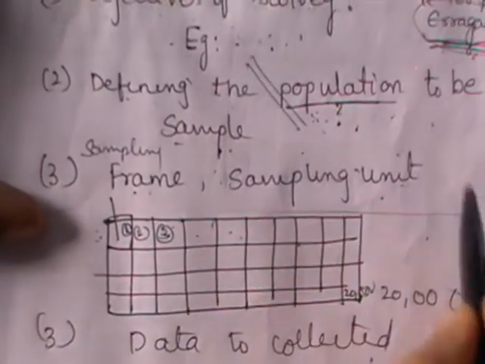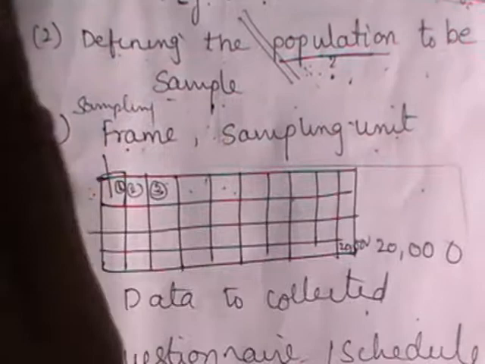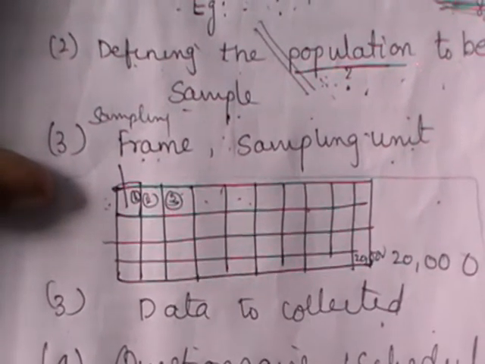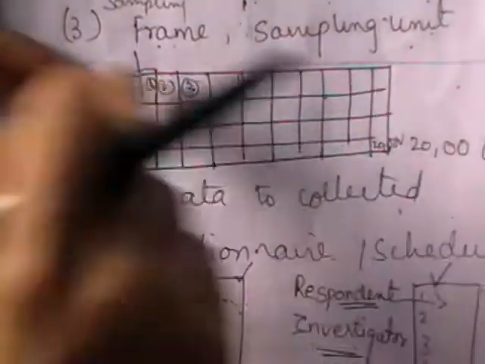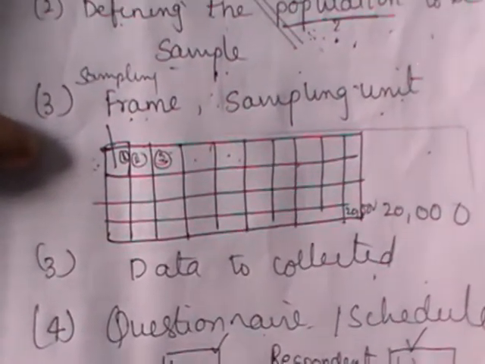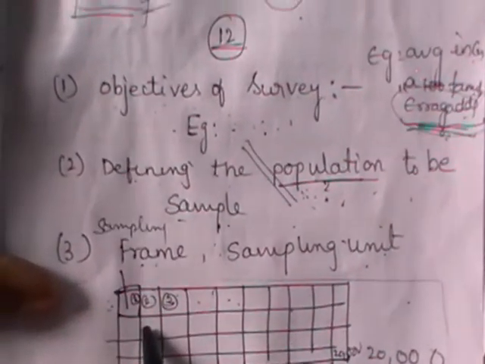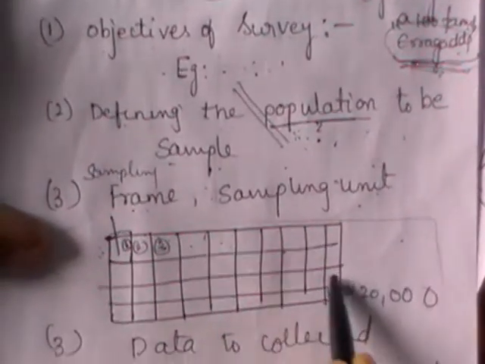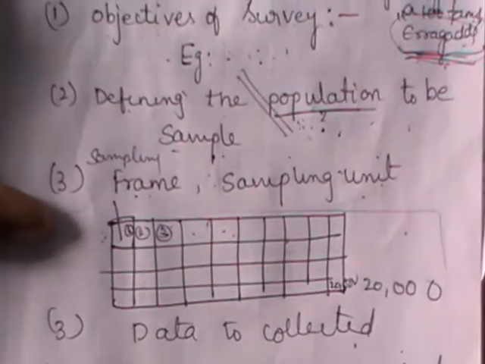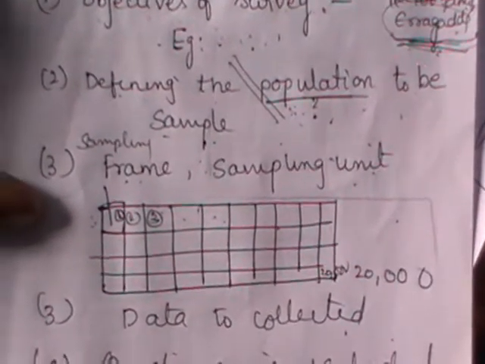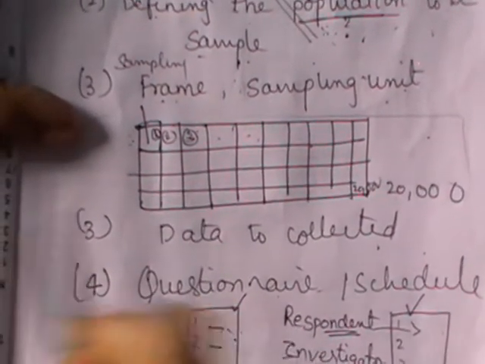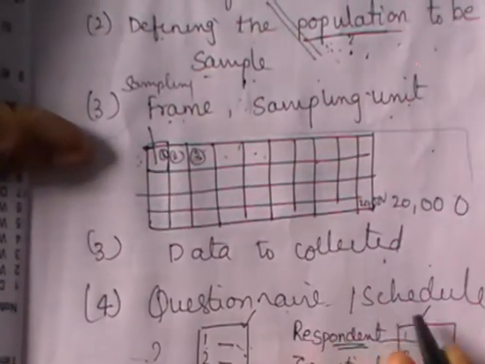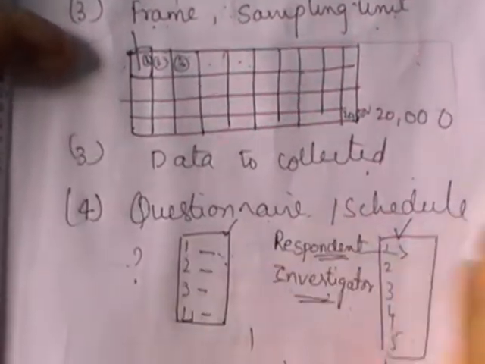Next, divide the population into a frame, in which the entire population is divided into individual units, where each individual unit is called a sampling unit. All the units together are called a sampling frame. What is the purpose? Then it will be easy to pick the sampling units. I can select 10 from the first row or 5 from the second row, like that. After defining the population, represent it in individual units called a sampling frame. Then collect the data. How to collect the data? Questionnaire or schedule.